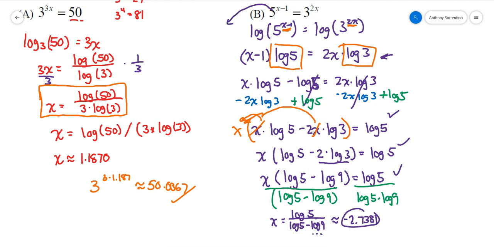I'm going to have 5 to the negative 3.7381, which is 0.002439. If I put it into this one over here, I get 0.002439.